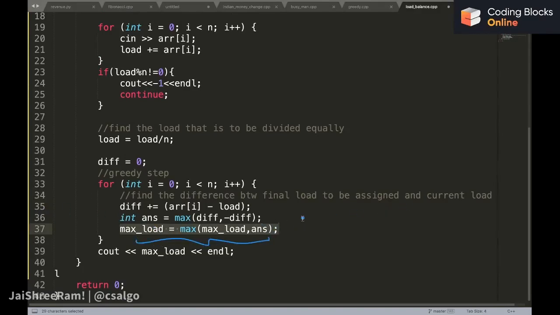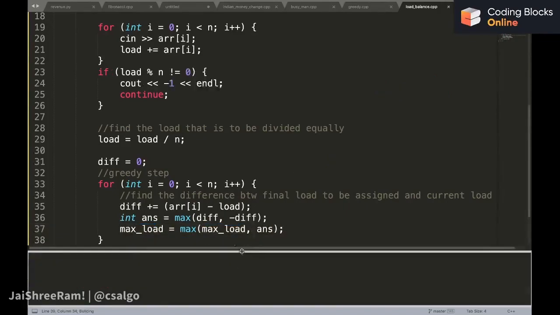This is the maximum of all possible transfers through different partitions of the array, and answer is nothing but how many disks we are transferring. Suppose this is -2, so we just make it +2. So we see what is the maximum of -2 or +2. We take the positive quantity while computing the answer. Okay, and that's it.